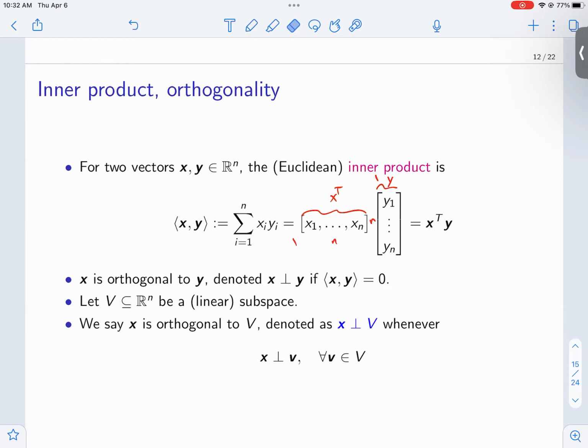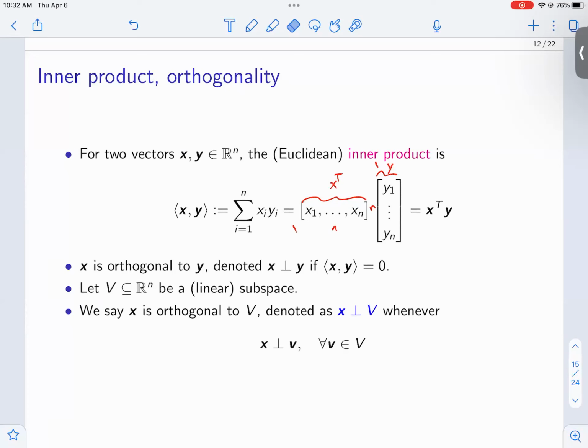So why is this important? Because this gives you the idea of being orthogonal. If the inner product between two vectors is zero, then X is orthogonal to Y, the usual geometric notion. Another name is dot product. There's another thing called the outer product, which is a matrix in this case. But inner product, dot product, scalar product are the same thing. That's what we are going to work with.